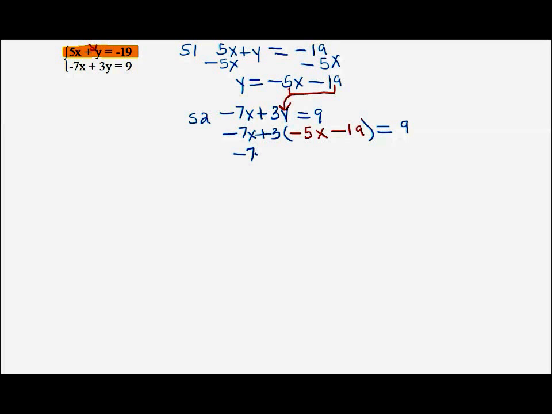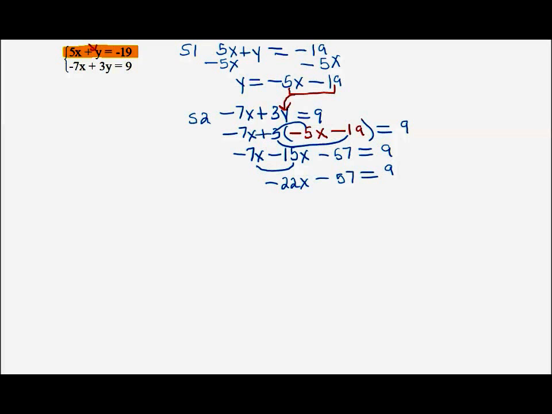Now here you'll notice that I have two x variables, so I can solve this. I'll bring down my 7x. I'll use my distributive property. 3 times negative 5 gives me negative 15x, and 3 times negative 19 gives me a negative 57. Bring down my equal, bring down 9. I can combine my like terms here. I have negative 7x minus 15x, which will give me a negative 22x minus 57.